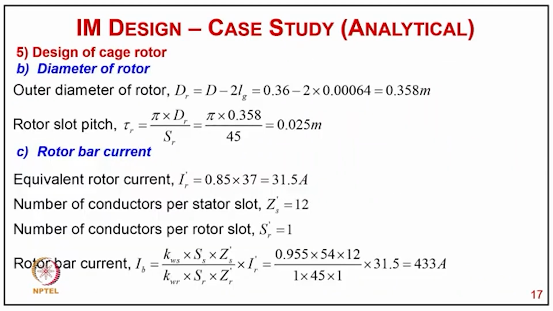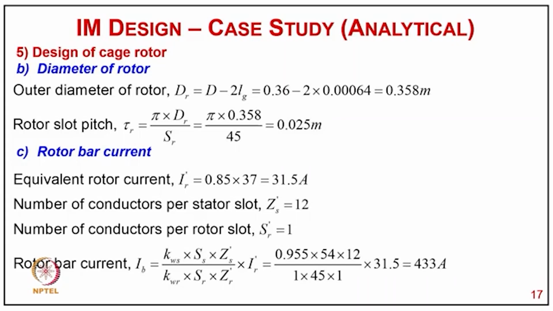Now coming to the diameter of the rotor, the outer diameter of the rotor is Dr equal to D minus 2 Lg, 2 air gaps, and putting the value it comes to 0.358 meter. The rotor slot pitch tau r is pi Dr upon Sr, so putting the value it comes to 0.0025 meters.